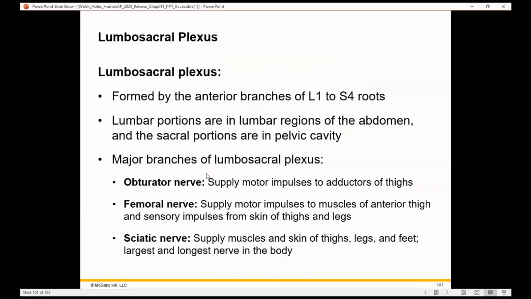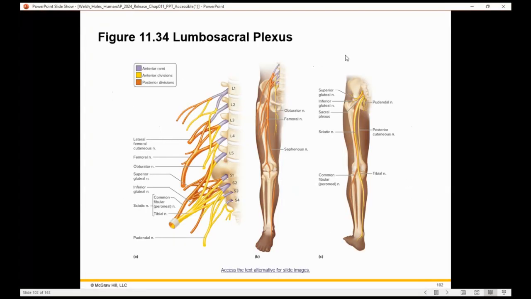The lumbosacral plexus is formed by the anterior branches of L1 to S4 roots. The lumbar portions are in the lumbar region of the abdomen, and the sacral portions are in the pelvic cavity. Major branches of the lumbosacral plexus include the obturator nerve, which supplies motor impulses to the adductors of the thighs; the femoral nerve, which supplies motor impulses to muscles of the anterior thigh and sensory impulses from the skin of thighs and legs; and the sciatic nerve, which supplies muscles and skin of the thighs, legs, and feet, and it's the largest and longest nerve in the body. This figure shows you the lumbosacral plexus.